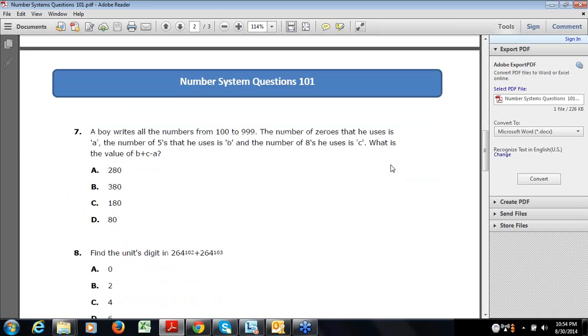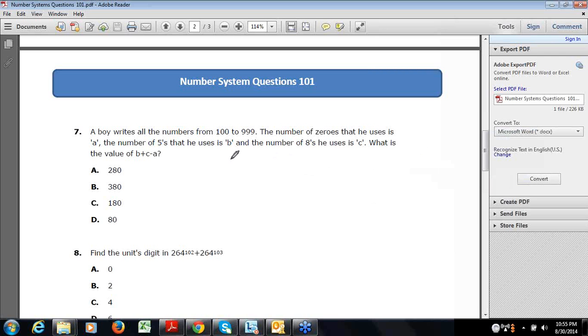A boy writes all the numbers from 100 to 999. The number of zeros he uses is A. The number of fives he uses is B. And the number of eights he uses is C. What is the value of B plus C minus A?